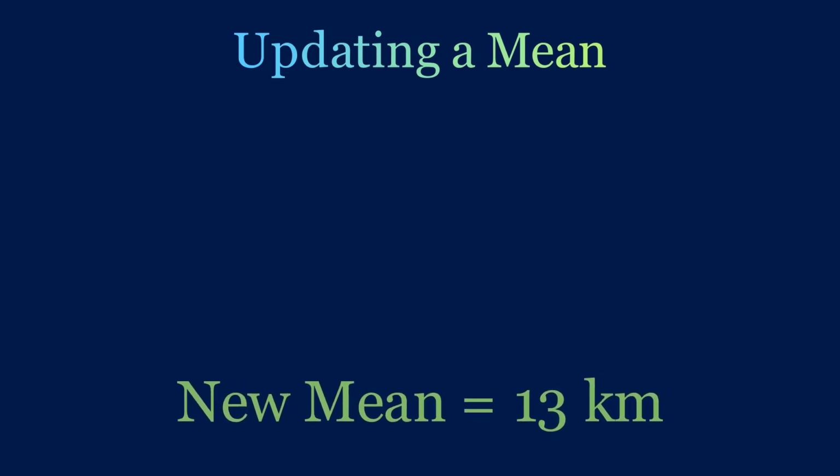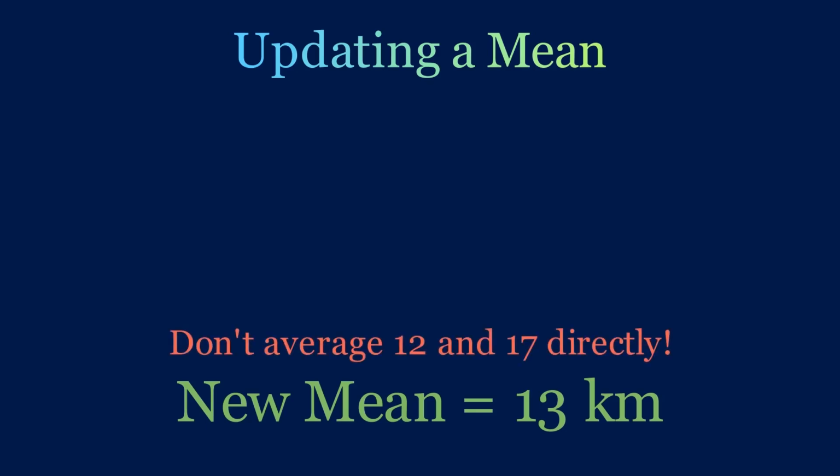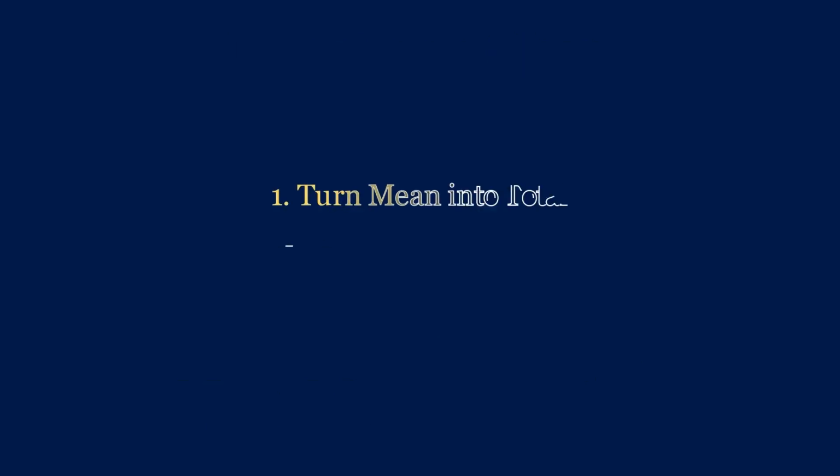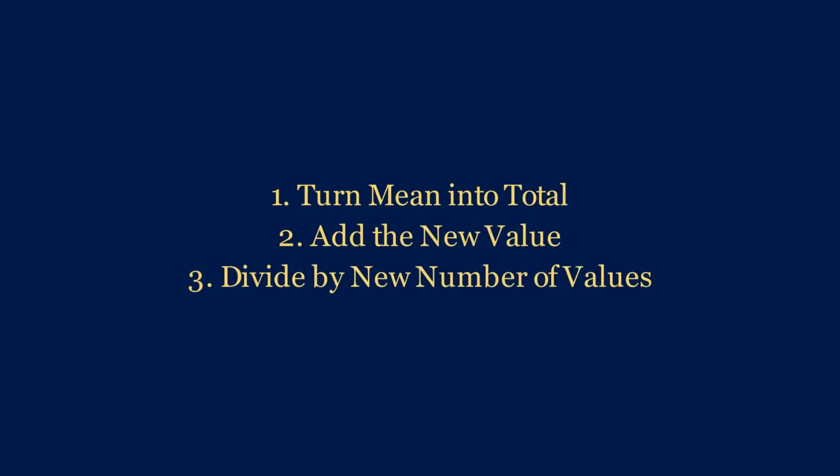Be careful. Do not simply average 12 and 17. The value 12 is already a mean for 4 days, not a single day's distance. Always find the total first, add the new value, and then divide by the new number of data values. Excellent work. The runner's new mean distance is 13 kilometers.